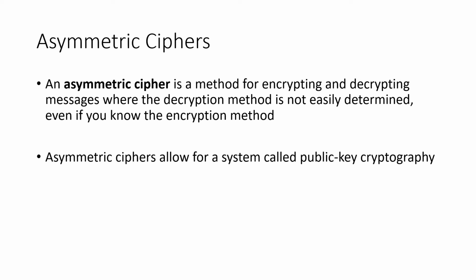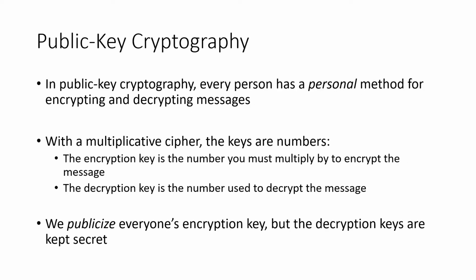And this allows for a system called public key cryptography. So in public key cryptography, every person has a personal method for encrypting and decrypting messages. Think of it as every person's social security number or password, right? So a personal encryption code. And with a multiplicative cipher, the keys are numbers. The encryption key is the number that you multiply to encrypt the message, and the decryption key is the number that you use to decrypt the message.